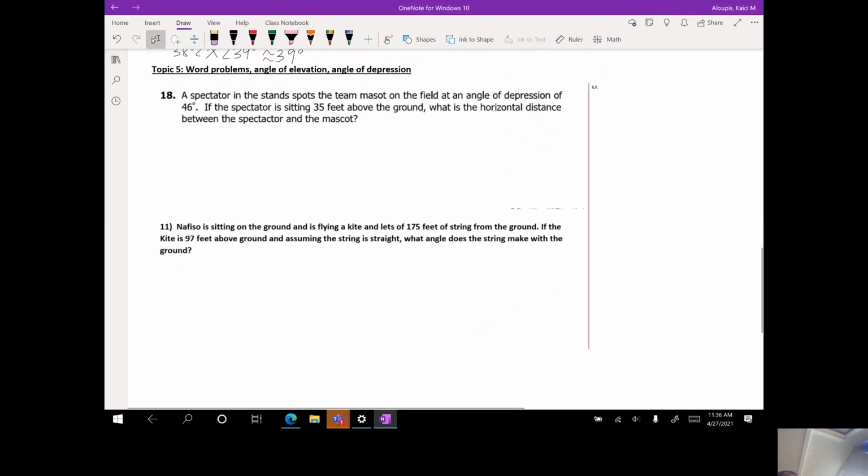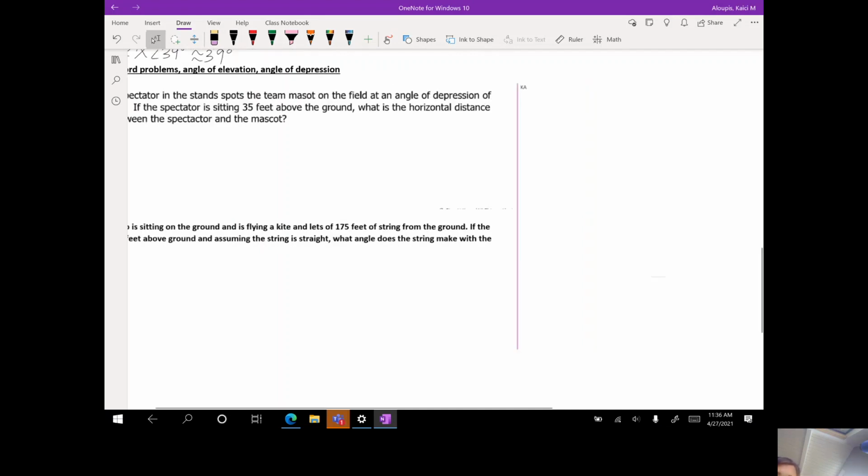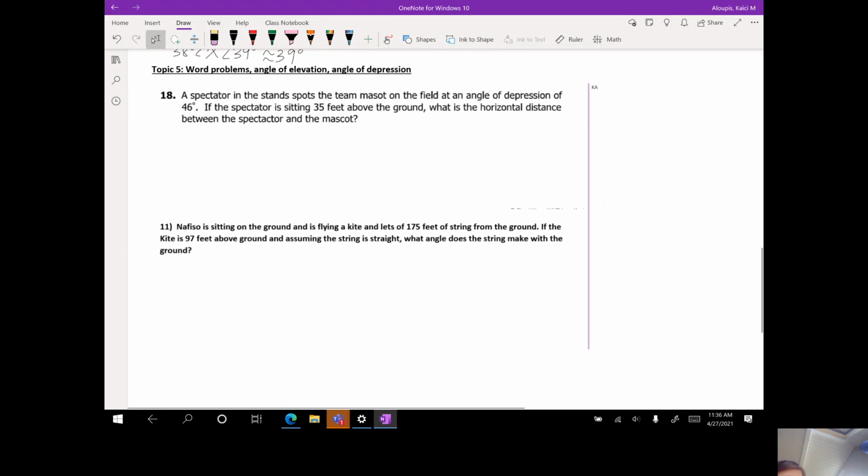Here we go. Number 18: a spectator in the stands spots the team mascot on the field at an angle of depression of 46 degrees. If the spectator is sitting 35 feet above the ground, what is the horizontal distance between the mascot and the spectator? Quick side note, I'll go up here actually.